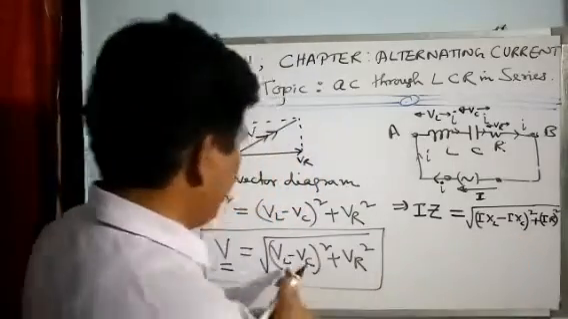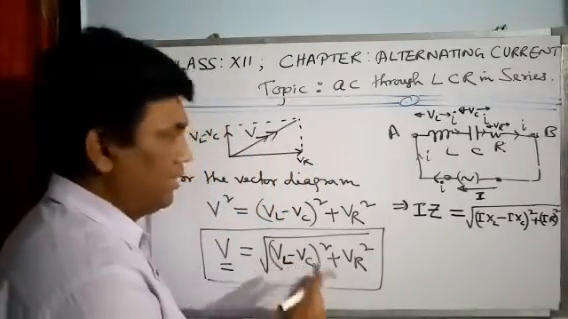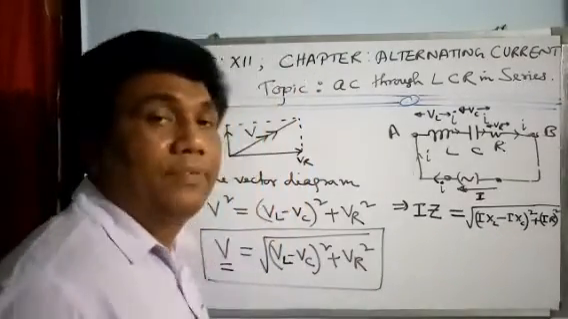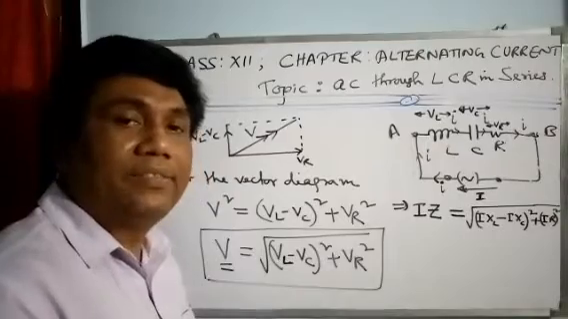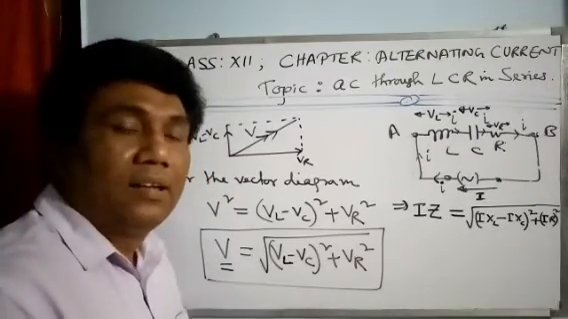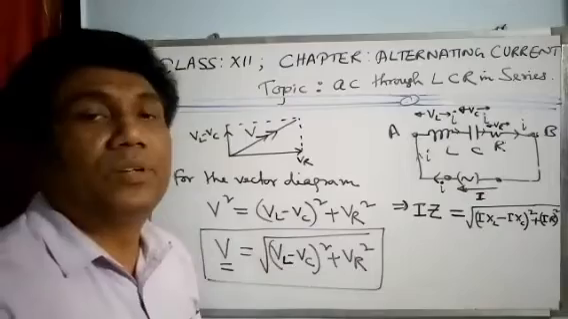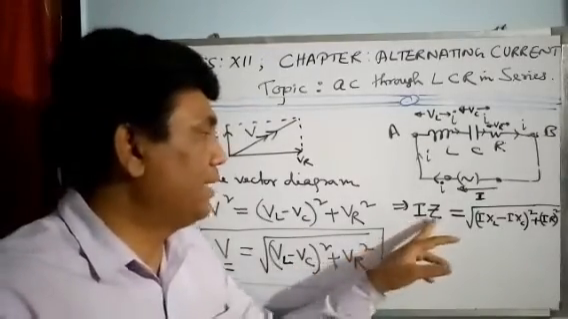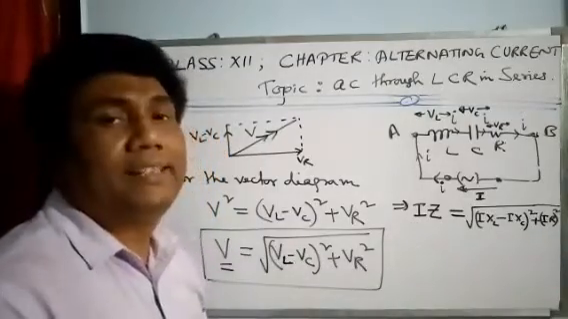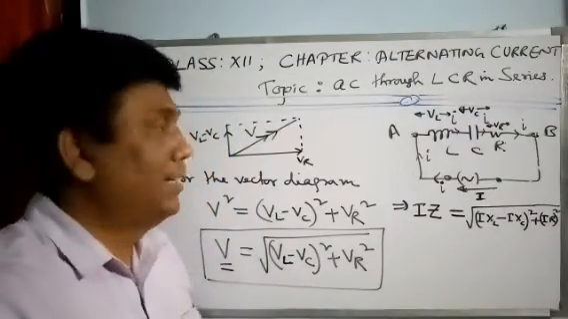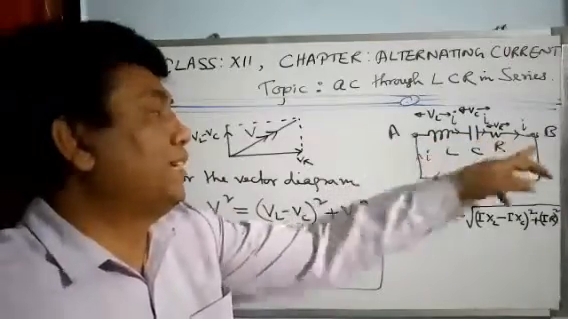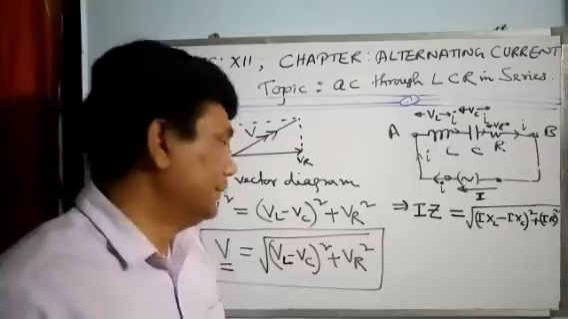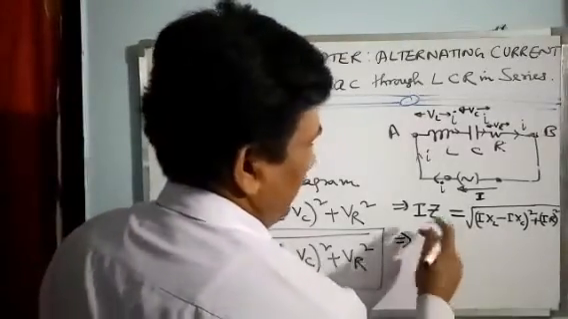And here in case of VL, voltage across the inductor is I into resistance, and we have already discussed the resistance offered by the inductor is called inductive reactance, whose symbol is XL. For capacitive reactance the symbol is XC. But you can ask me, sir, why have you taken the same I everywhere? I have already explained. As they are in series, the current must be the same. So that's why I am putting I everywhere. So you are cancelling all I.